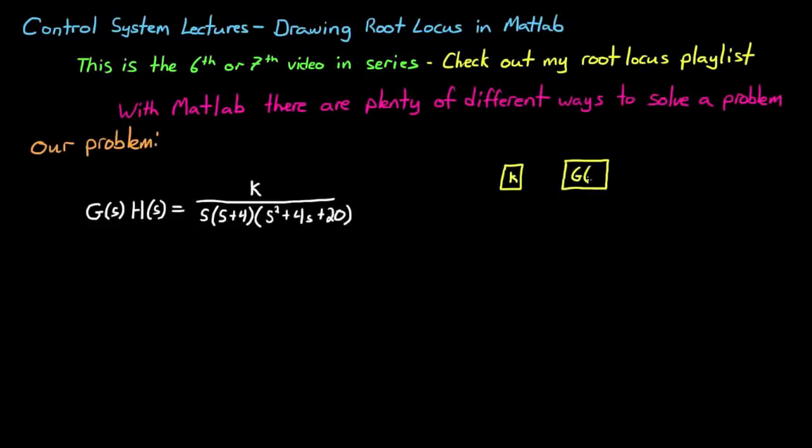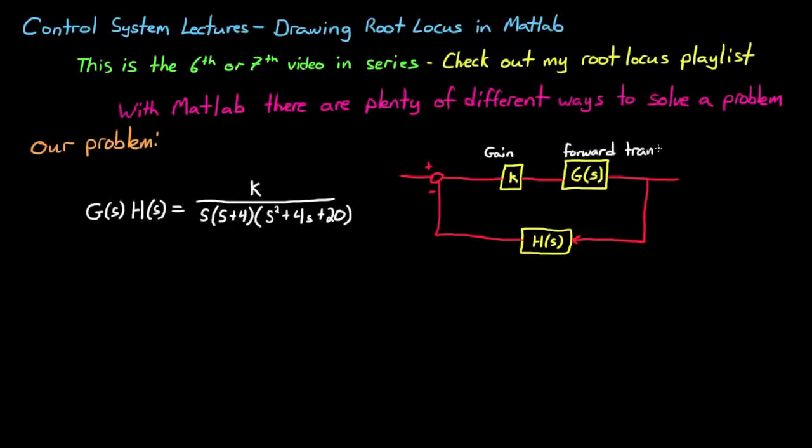And based on how this transfer function is written with a g of s and an h of s, we can assume that the form of the block diagram is probably something like this, where k is the gain we have control over, g of s is the forward transfer function, and h of s is the feedback transfer function, which are just standard letter nomenclatures.